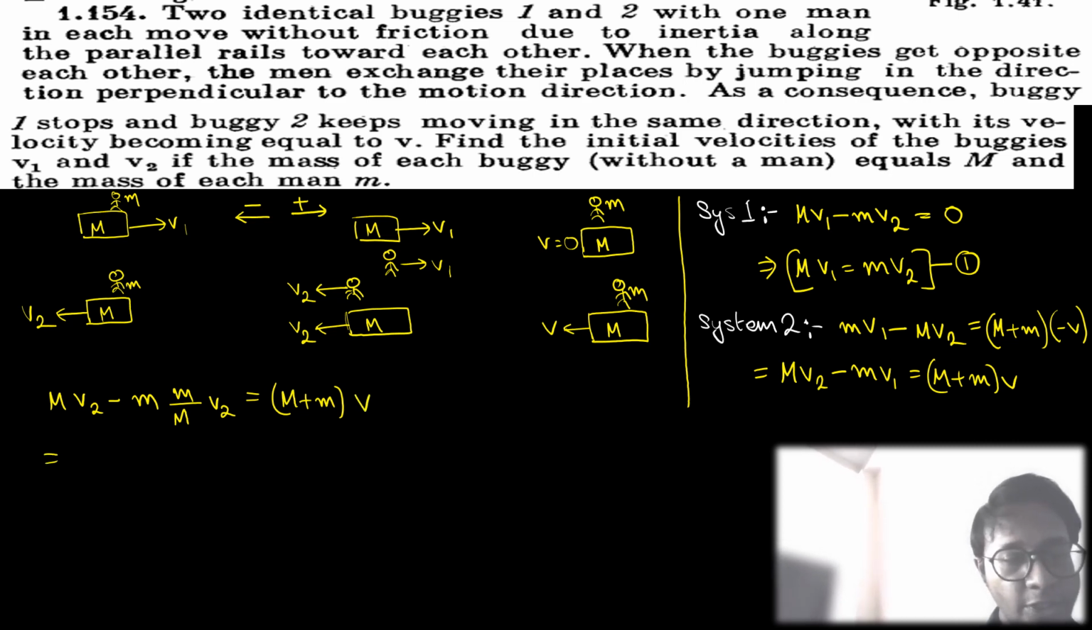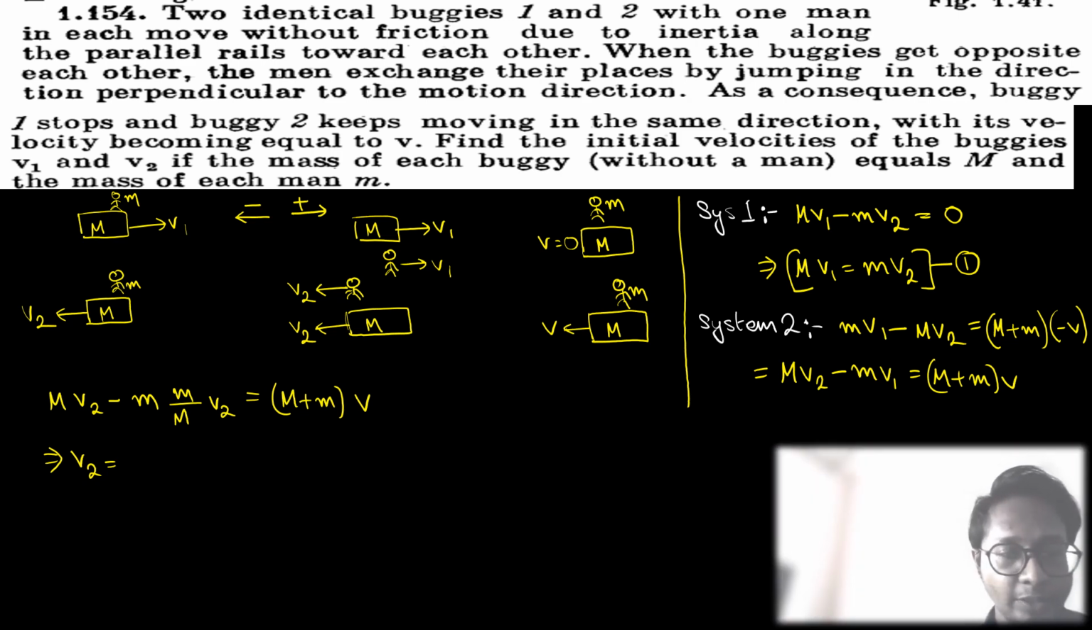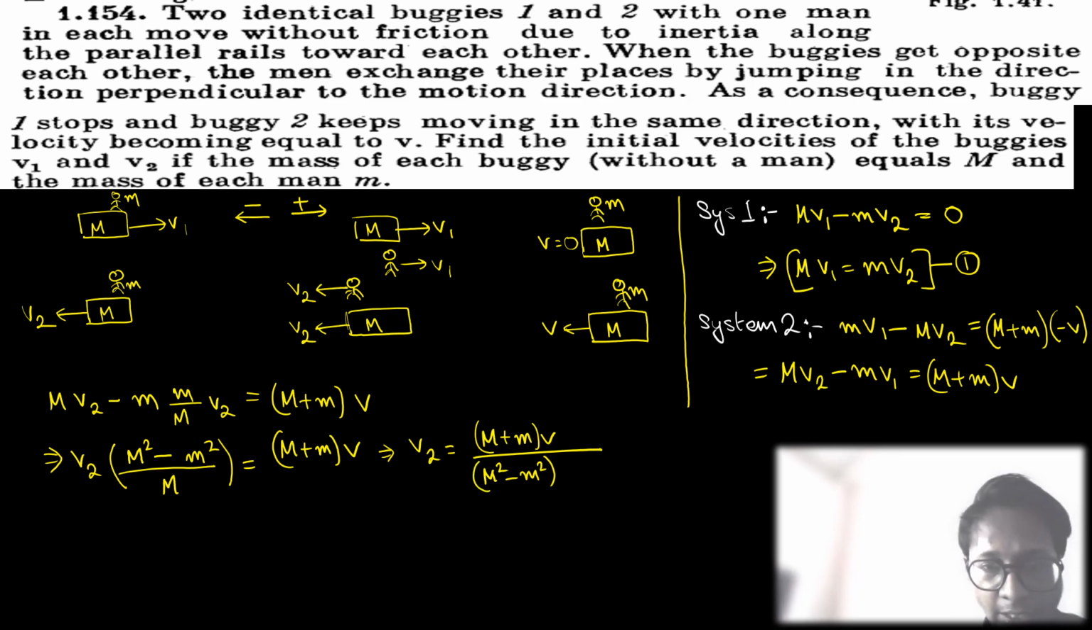Now from this one, I can take V2 common. V2 is equal to how much? Let me just solve the equation out here. Let's take V2 common. Now if we take LCM out here, what will happen is capital M square minus small m square divided by M. We just took LCM out here. And V2 is equal to M plus small m into V divided by M square minus small m square into M.